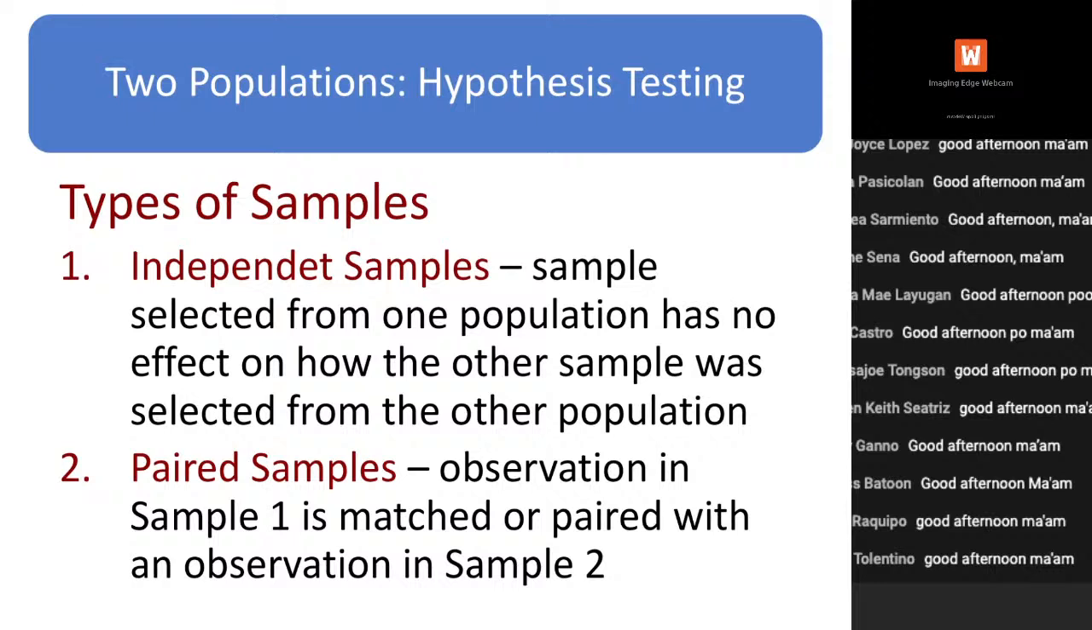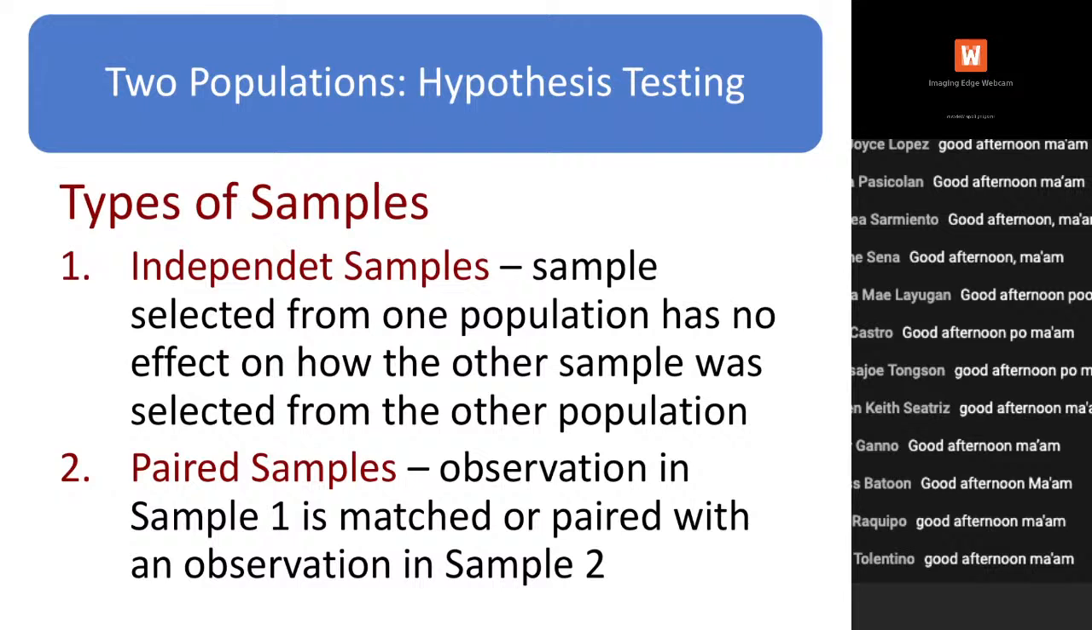Now, before we look into some of the statistical tests for two populations, let's first define or differentiate between independent samples and paired samples. Why is it important to distinguish whether your samples are independent or paired? Okay? Bakit? Because that will dictate also the type of test. The type of samples also determines the type of test applicable or appropriate to your set of data.